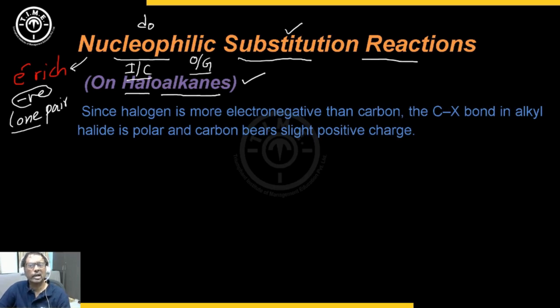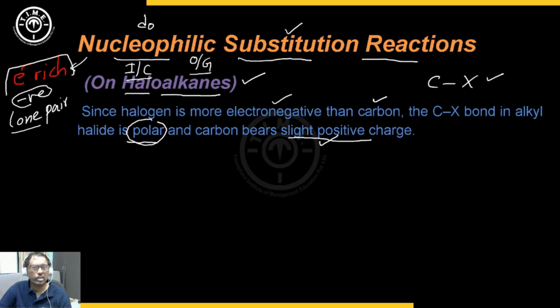The halogen that is attached to this carbon is more electronegative, and therefore that bond, the C-X bond, is a bit polar. Shall we take this bond as C-X, right? The X is the halogen. That bond is polar, where the carbon has a slight positive charge and the halogen has a slight negative charge. So the C-X bond being polar, making carbon slightly positive, will see to it that a nucleophile, which is an electron rich species, can attack this carbon.